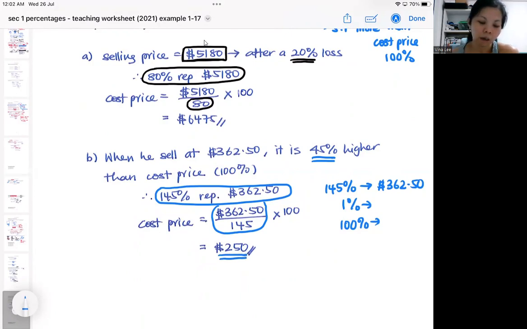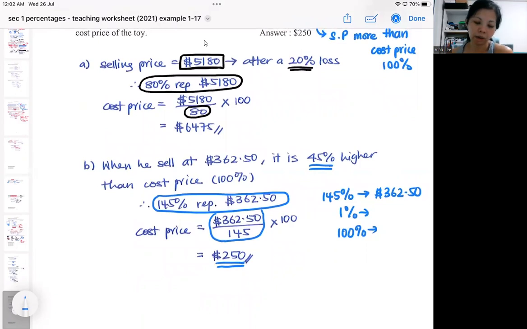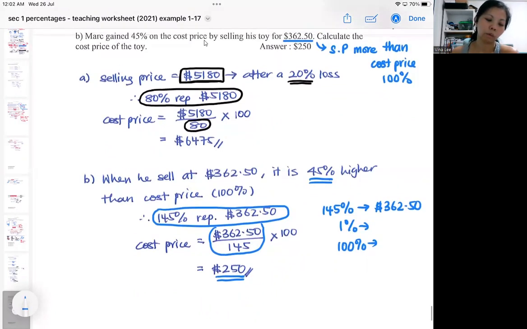So he's selling a lot higher than the cost price. Again, you can work backward. You can try 45% on 250 and add that up to see whether you get the selling price of 362.5.